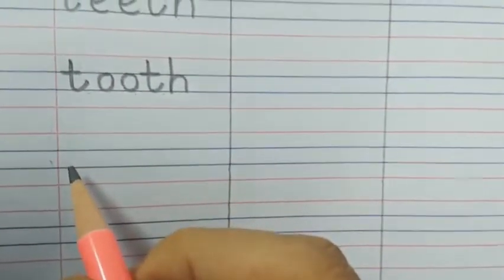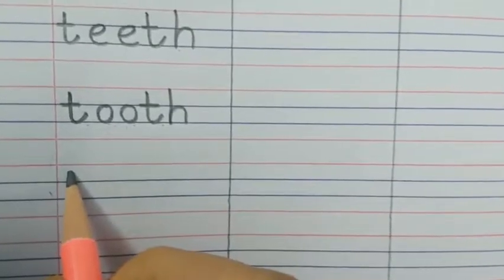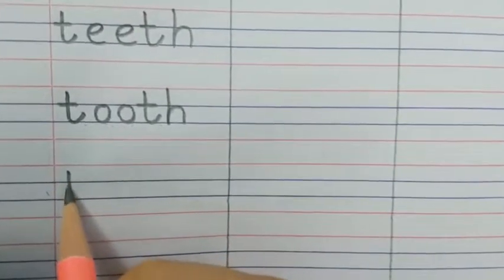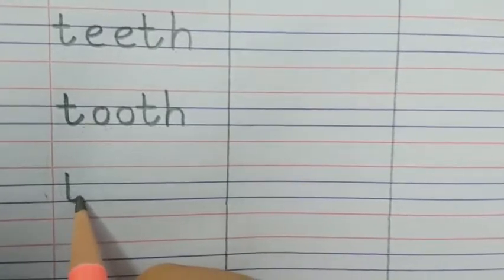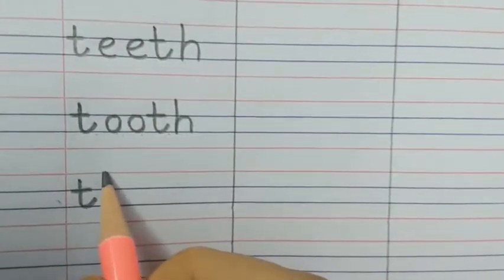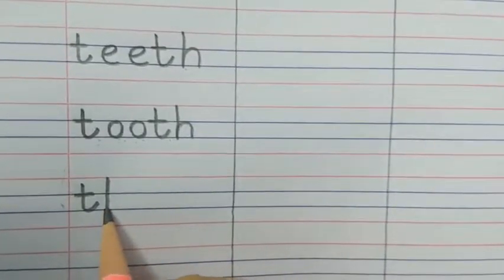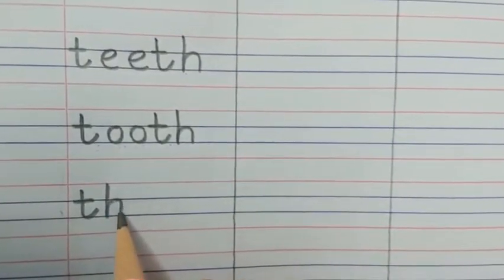T-H-R-E-E. 3. So we'll write T little bit below the red line. Straight line, come down to the second blue line. Curve and a small slipping line on the first blue line. T. H. From the red line, straight standing line, touch the second blue line. Go up, make a curve, come down, again touch the second blue line.